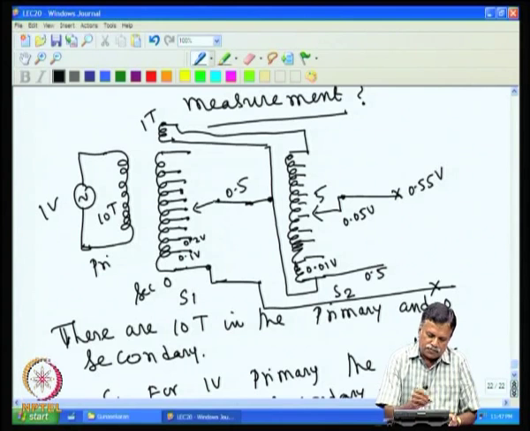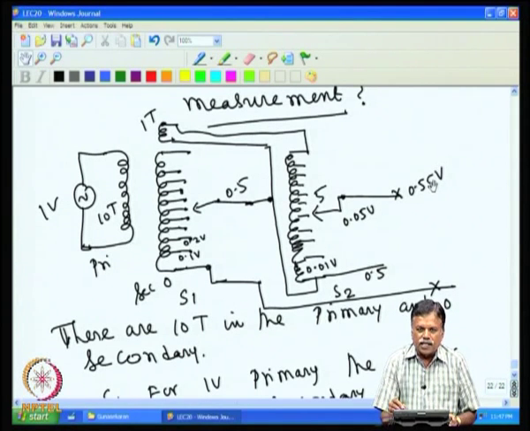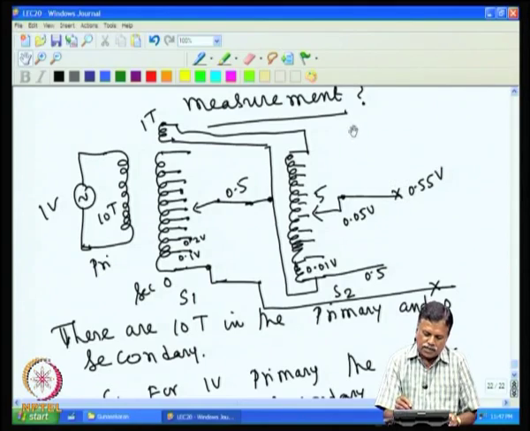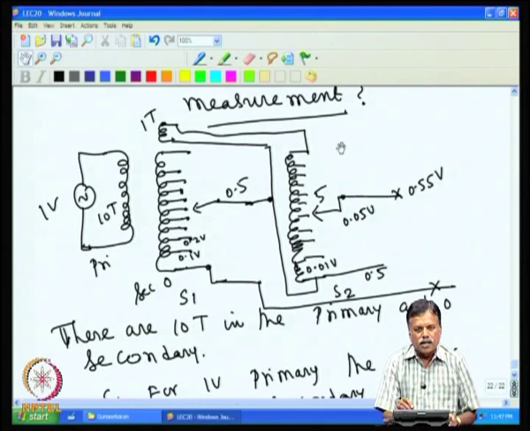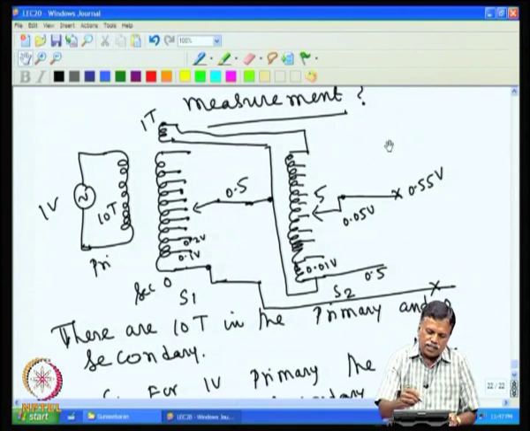If this one is at the first tap, 0.1, and this is at the fifth one, then I will get 0.15 volt. Like this, if I want, I can even add one more winding to get it more accurate. All that I need to do is add one more; for this I put one more 110.